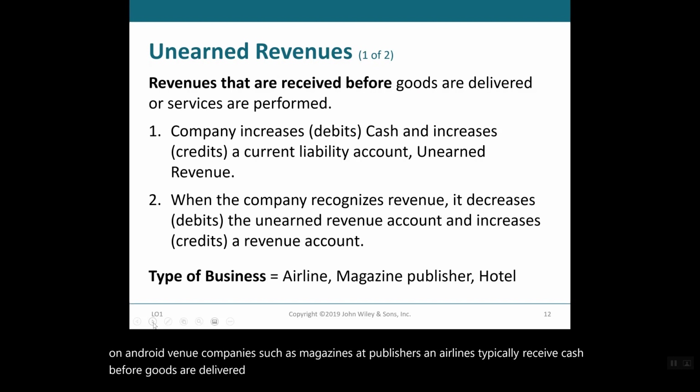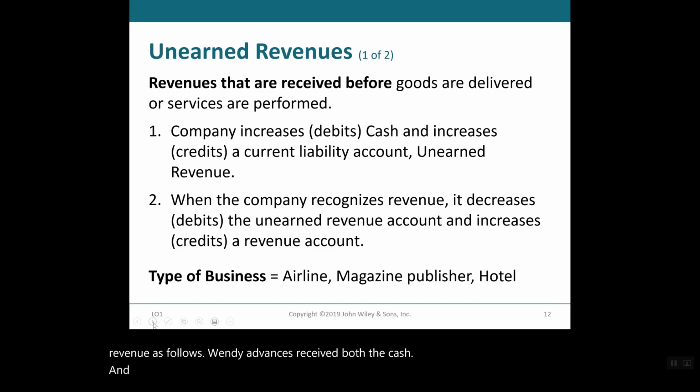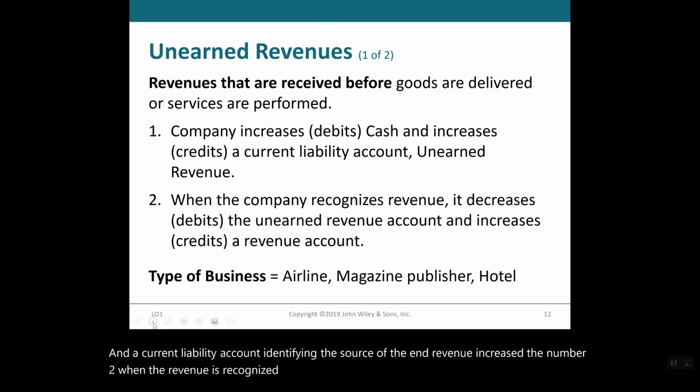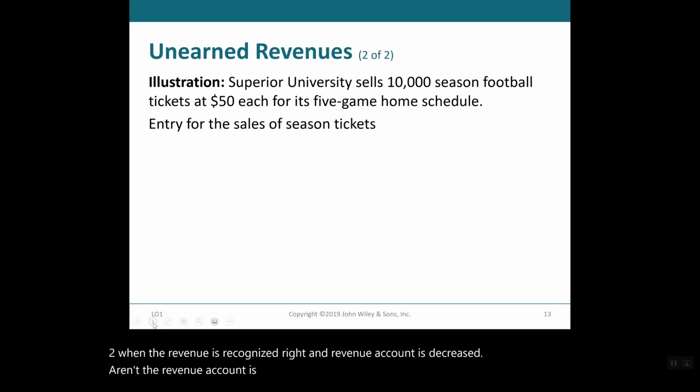Unearned revenue. Companies such as magazine publishers and airlines typically receive cash before goods are delivered or services are rendered. Companies account for unearned revenue as follows. Number one, when the advance is received, both the cash and a current liability account identifying the source of the unearned revenue are increased. Number two, when the revenue is recognized, the unearned revenue account is decreased and the revenue account is increased. So we're going to have another example.